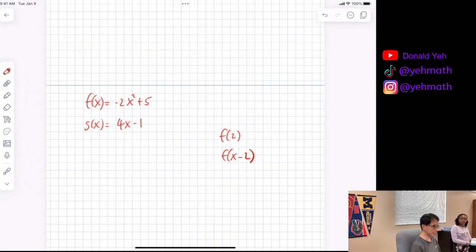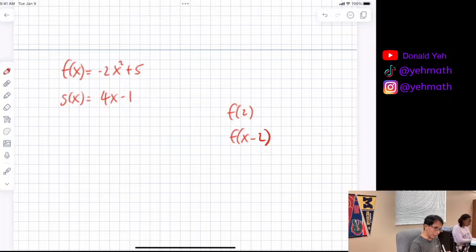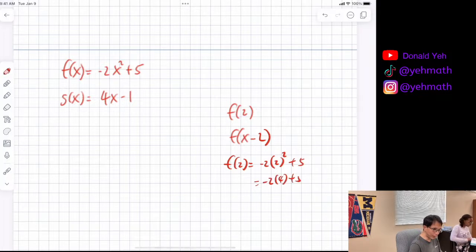Be better than yesterday. Did you figure out what's f of x minus 2? Did you also tell me what the x minus 2 graph versus the f of x graph is? Which direction does it move? To the right. Hopefully you guys told me that. It's to the right. Now, f of 2 should be -2 times 2 squared plus 5. A lot of people did -2 times 2. No, you're supposed to do 2 squared first. So -2 times 4 plus 5. So -8 plus 5, that's equal to -3.